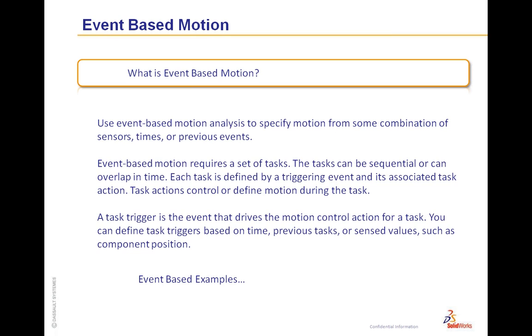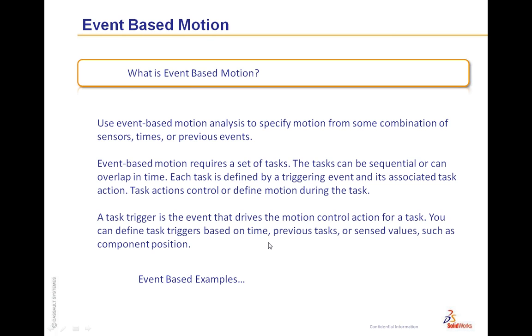Now, using event-based motion, you can specify a combination of sensors, times, when this event ends, start this event. So you can use a little bit of everything in here. Event-based motion requires tasks to be generated. The tasks can be sequential or overlap. So in that previous example, I could have all 4 actuators work at the same time, or I could have one end start versus the other. Now, a task trigger is the event that drives the motion.